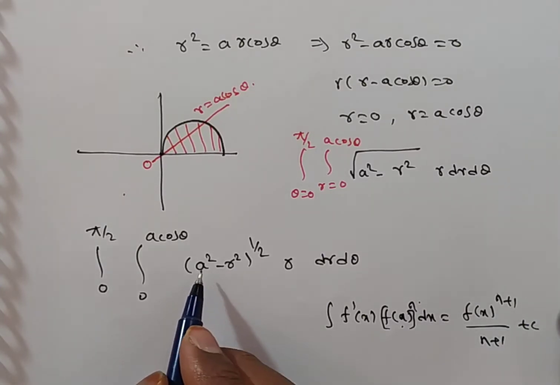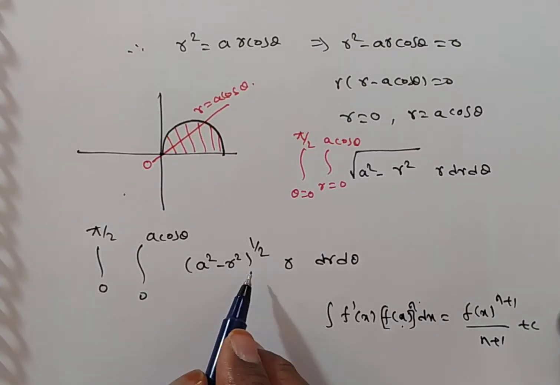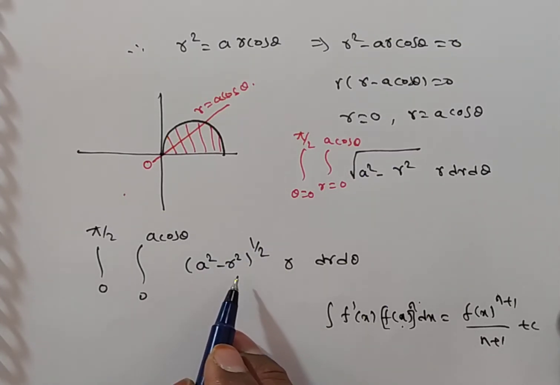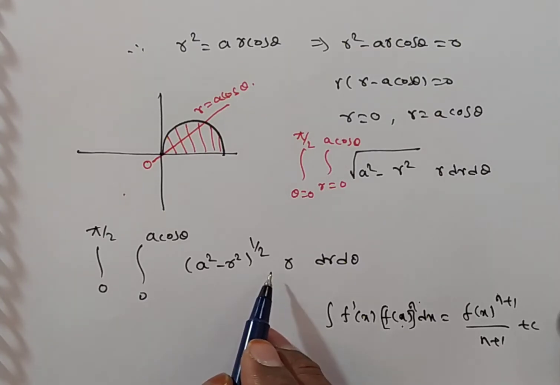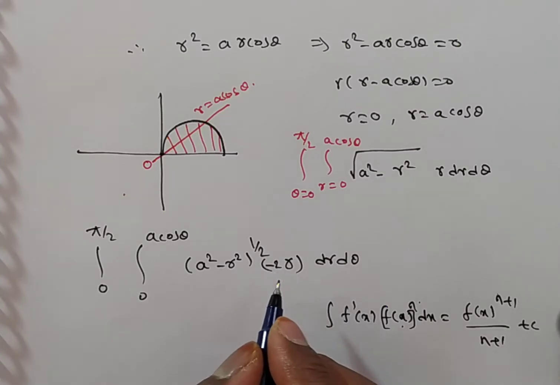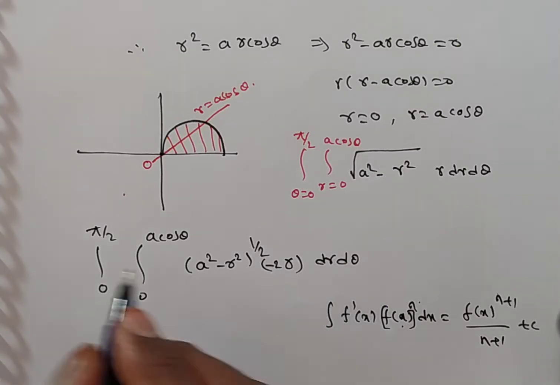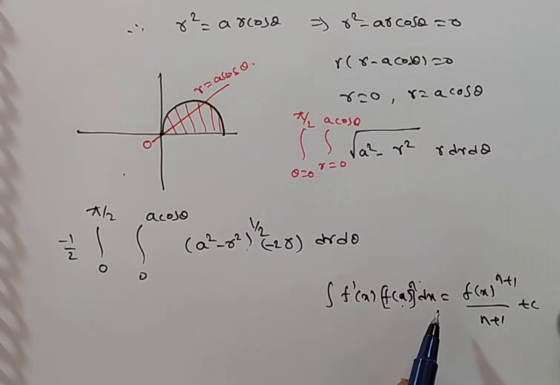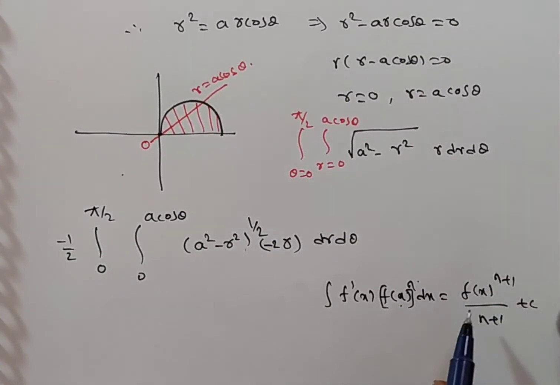In this case, a square minus r square power 1 by 2 is there. You consider n is 1 by 2. Then what is the bracket derivative? A square derivative is 0. R square derivative is 2r. Is there 2r? No. Minus is also there. So minus 2r. I multiplied with minus 2 and I am dividing with minus 2. So is there any change? No. Now it is in the form of f dash of r, f of r whole power n. Then what is the integration? F of r power plus 1 by power plus 1.